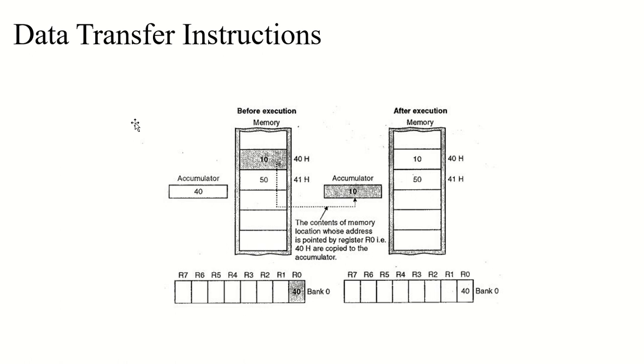So what will be the algorithm? A equals to the content at Ri, written in double brackets. What does it mean? We will see whenever we discuss every instruction in detail. So this instruction will copy the content of the memory location. I'm repeating one more time: the instruction will copy the content of the memory location whose address is specified in the register Ri of the selected bank to the accumulator.